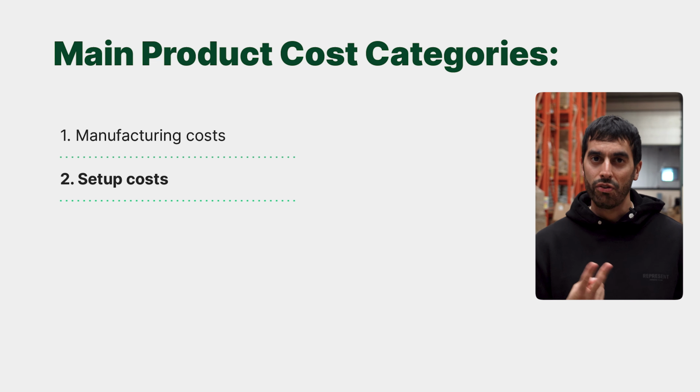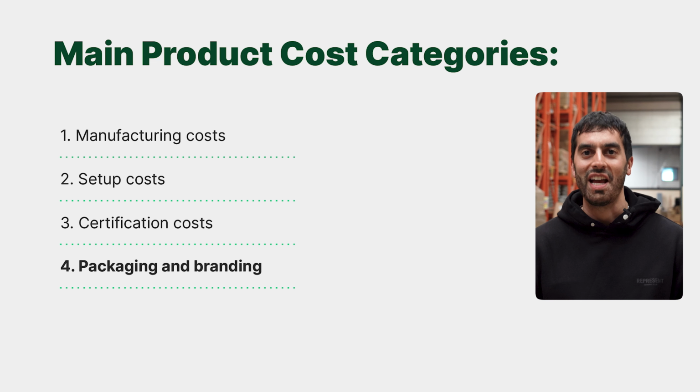Manufacturing costs. This is the price per unit charged by the manufacturer based on your minimum order quantity, MOQ. It includes the cost of material, laborers, and their overhead. Setup costs. Some products may require tooling, setup, or mold costs before your product can be manufactured. This is normally a one-time cost which is paid before you start production.